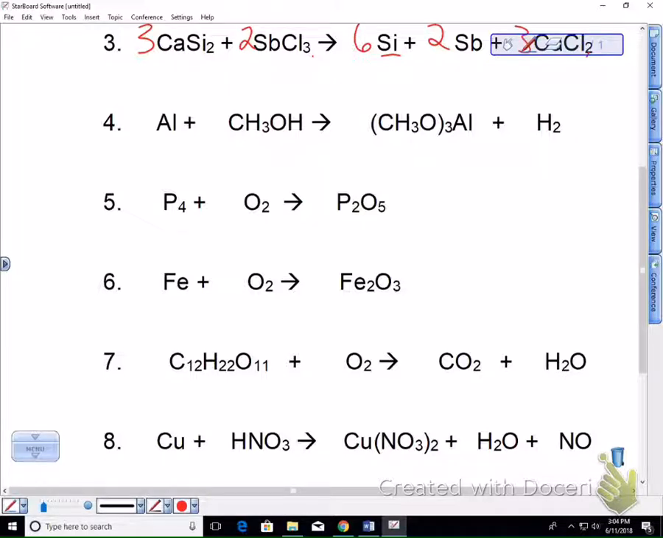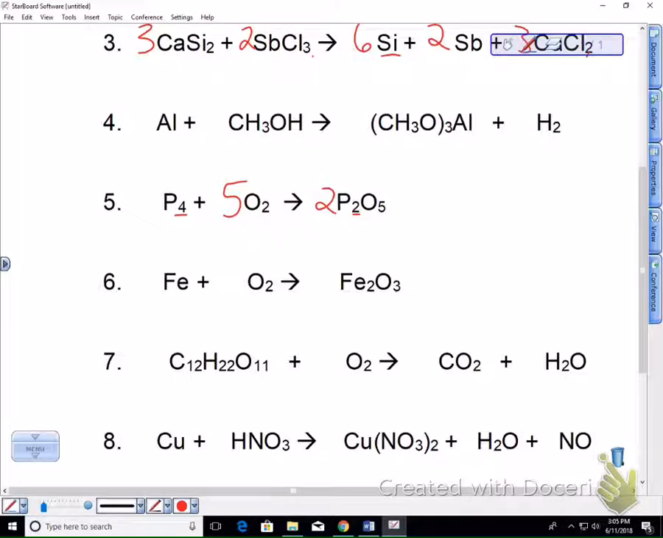All right, so in number 5, I have 4 phosphorus and 2 phosphorus. And then I have 5 oxygens and 2 oxygens. It doesn't really matter where you start here because both of these cases are where you have elements by themselves. I want to go ahead and fix the phosphorus with a 2. And that gives me 10 oxygens, which I can fix really quickly with a 5. So 1, 5, 2 would be my answer for number 5.